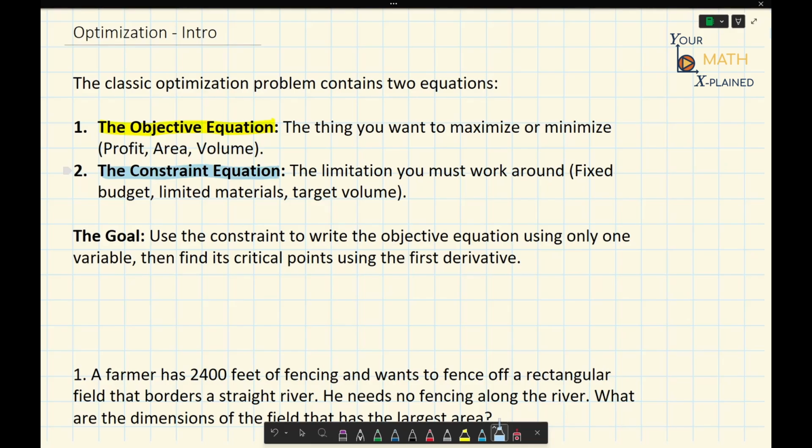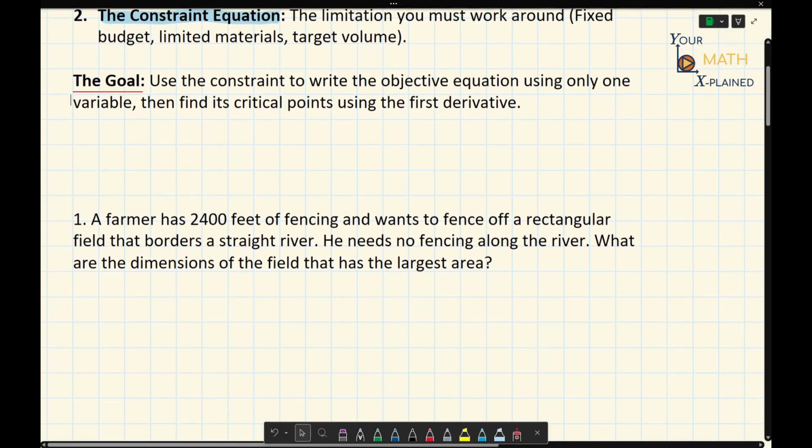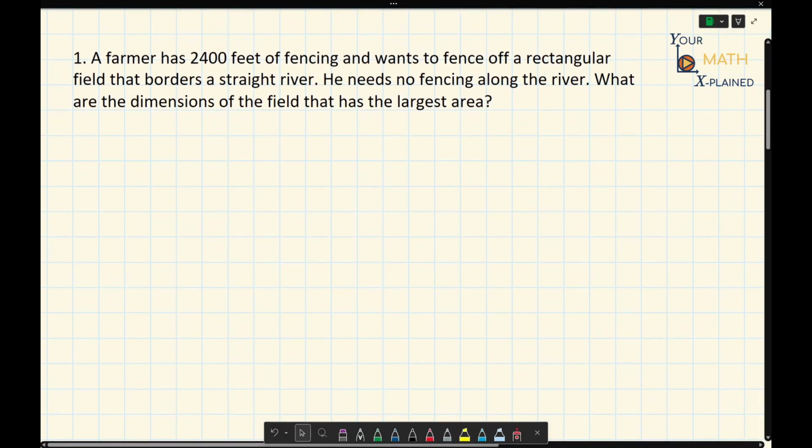This is the limitation that you must work around, whether that be a fixed budget, a limited amount of material, or a target volume. And the goal here is to use the constraint to rewrite the objective equation so that only one variable remains. And once we do that, we can then find the critical points using the first derivative, and then find our max or min. So let's take a look at how we can do that through our first example.